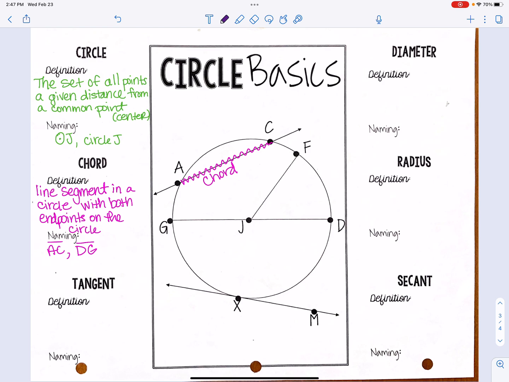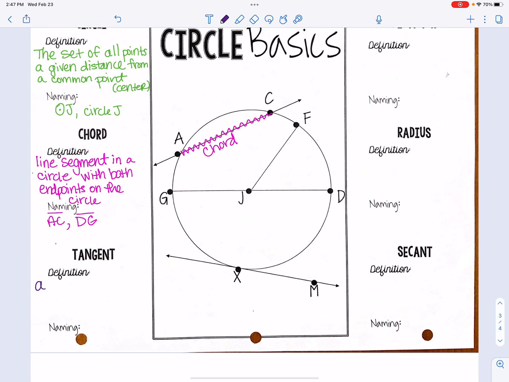Okay, you've heard the word tangent before. We talked about that last chapter, but this is a little bit different, not the same type of tangent. So a tangent is a line that intersects a circle in exactly 1 point. A line that intersects a circle in exactly 1 point. So this guy right here, XM, that is your tangent.